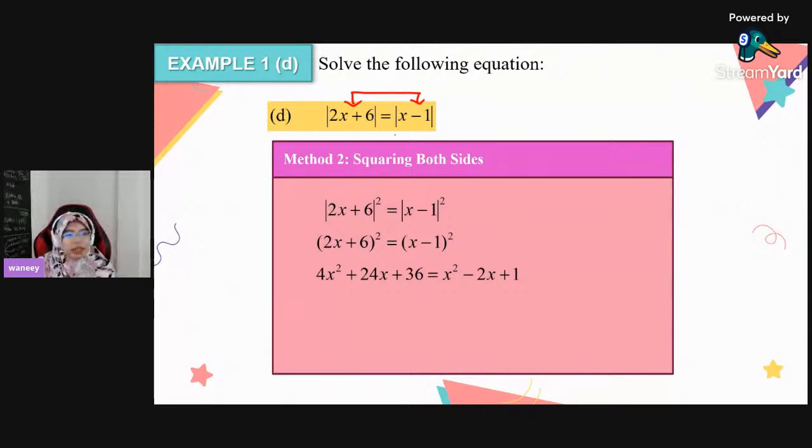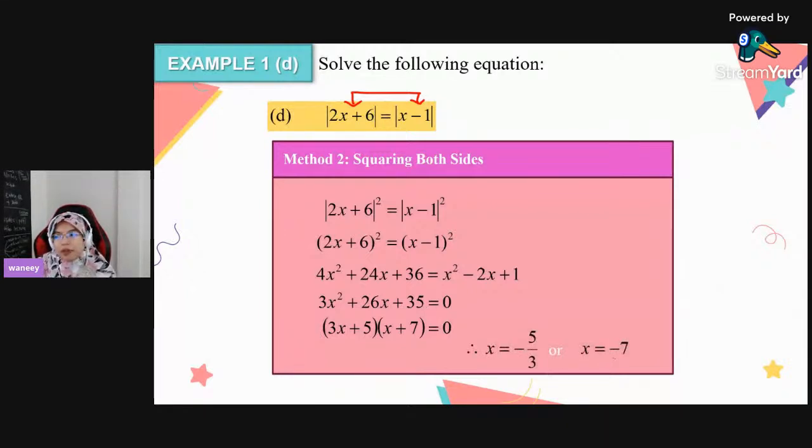Okay, so expanding them, it will give you 4x squared plus 24x plus 36 equal to x squared minus 2x plus with 1. Bring everything to the left-hand side, you will end up with 3x squared plus 26x plus 35 equal to 0. Factorize them completely. That will give you 3x plus 5, x plus 7 equal to 0. So that means either x equal to negative 5 over 3 or x equal to negative 7.